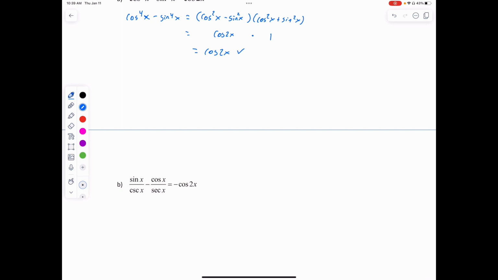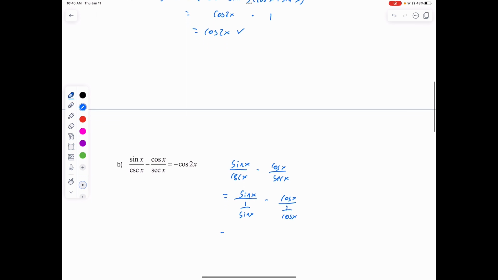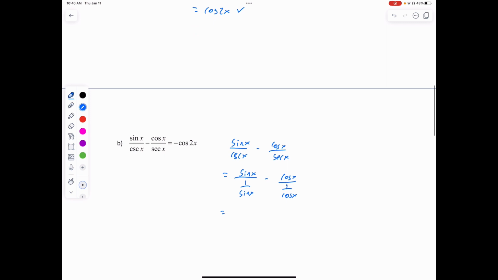Let's go ahead and try one more problem. And this last problem, again, I'll start on the left because it's a little bit more complicated looking. So I'll start with the sine of x over the cosecant of x minus the cosine of x over secant of x. Because I've got some sines and cosines, it seems like it might be useful to just jump right into rewriting these all in terms of sines or cosines. So this is sine of x over 1 over sine of x minus cosine of x over 1 over cosine of x, using those reciprocal identities. I find those useful because now it's all sines and cosines.